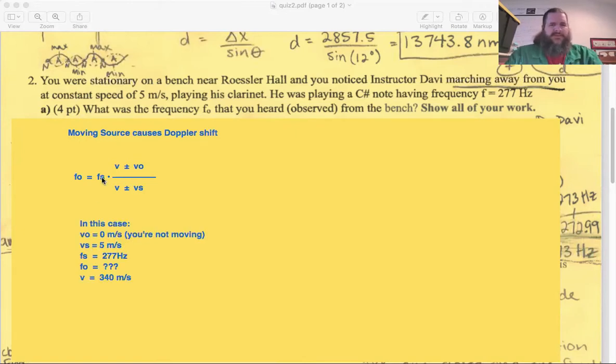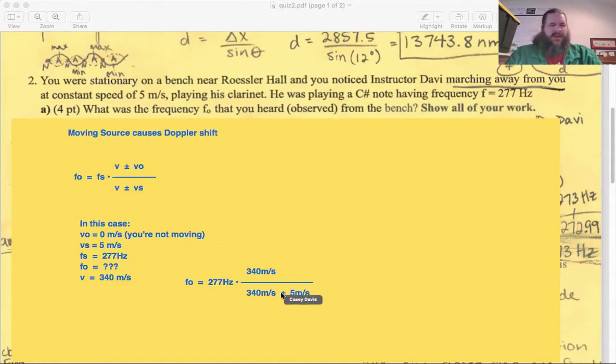In that case, we can fill in everything we have so far into the Doppler shift equation. We know the frequency of the source, 277, and speed of sound, 340, and speed of the observer is zero, so that can just be dropped out entirely. And speed of the source, 5 meters per second. Which also means we do still need to decide whether this is plus or minus.